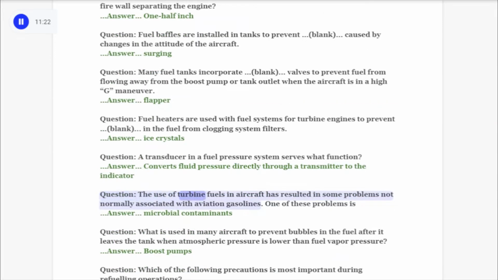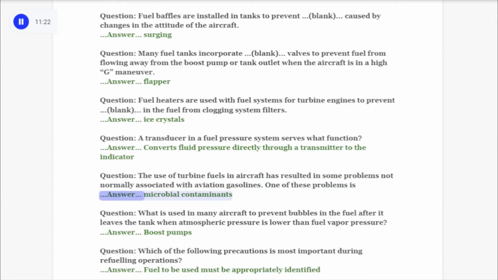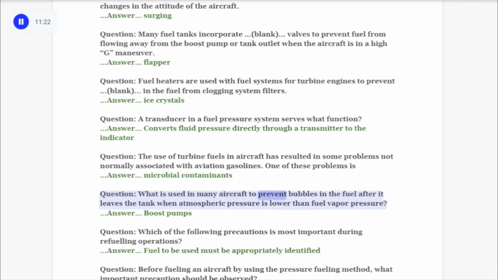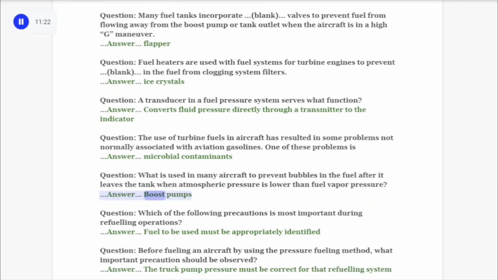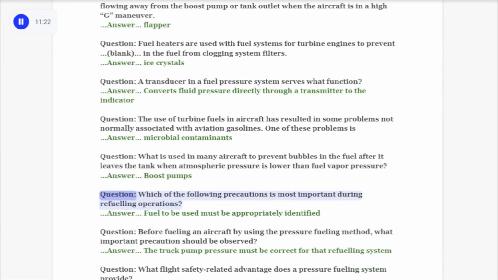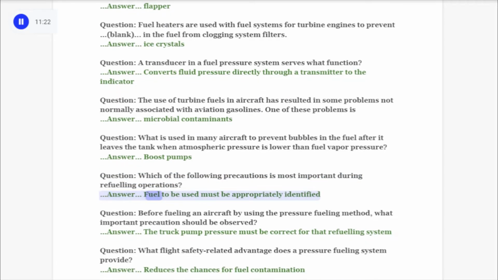Question: the use of turbine fuels in aircraft has resulted in some problems not normally associated with aviation gasolines. One of these problems is. Answer: microbial contaminants. Question: what is used in many aircraft to prevent bubbles in the fuel after it leaves the tank when atmospheric pressure is lower than fuel vapor pressure? Answer: boost pumps. Question: which of the following precautions is most important during refueling operations? Answer: Fuel to be used must be appropriately identified.